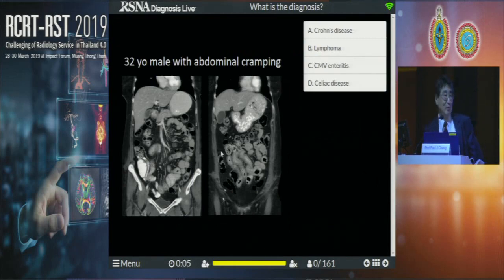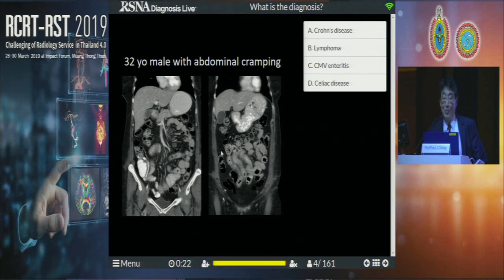Only New Zealand radiologists got this correct. In other words, over 60%. I show this case every year at the RSNA, and I can't get my Americans, my North Americans, to get this one right. And I keep telling them, I'm going to show it to you next year, and they still miss it.